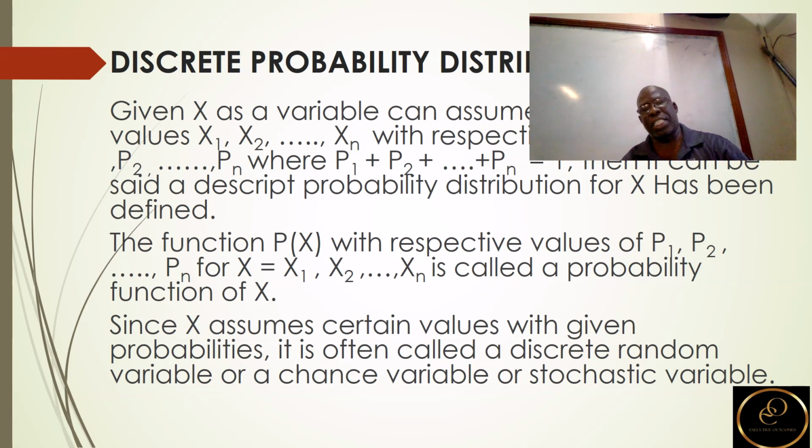Now, since x assumes certain values within given probability, as we have seen, it is often called a discrete random variable, or a chance variable. In some other probability literature, you find it being called a stochastic variable. Those are used interchangeably, and they mean one and the same thing, as I've explained.